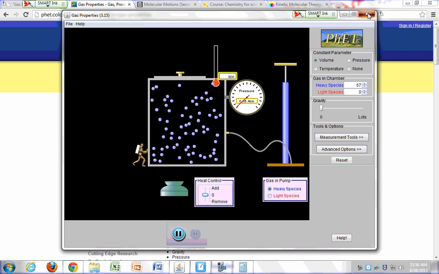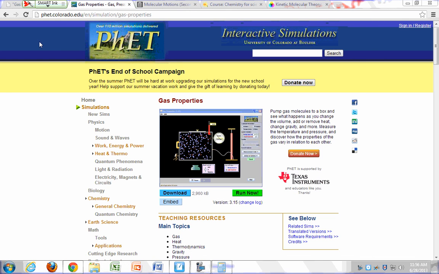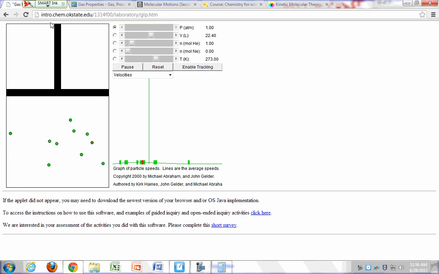That's a good website to go to, a good animation to play with. Here's another one at Oklahoma State: intro.chem.okState.edu/13114F00/laboratory/glp.htm. Here is an animation. You'll notice this is a pressure of 1 atmosphere, 22.4 liters.